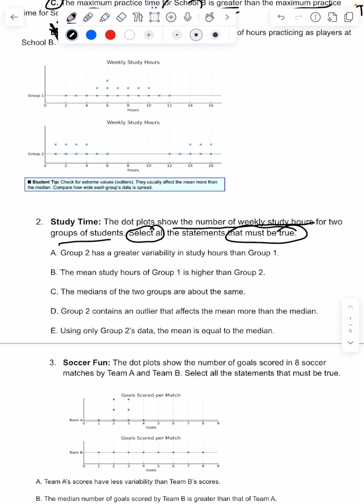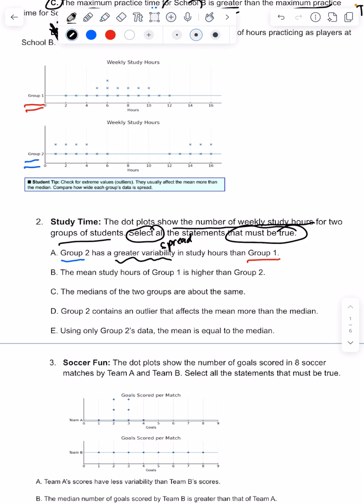So for the first statement, it says group 2. Again, I'm going to identify which is group what. So I'm going to make group 1 red and group 2 blue, right? It says group 2 has a greater variability. Again, that's a spread. We're measuring spread, like how spread out it is from the center. It says that it has a greater variability than group 1. So is that true? Well, let's see.